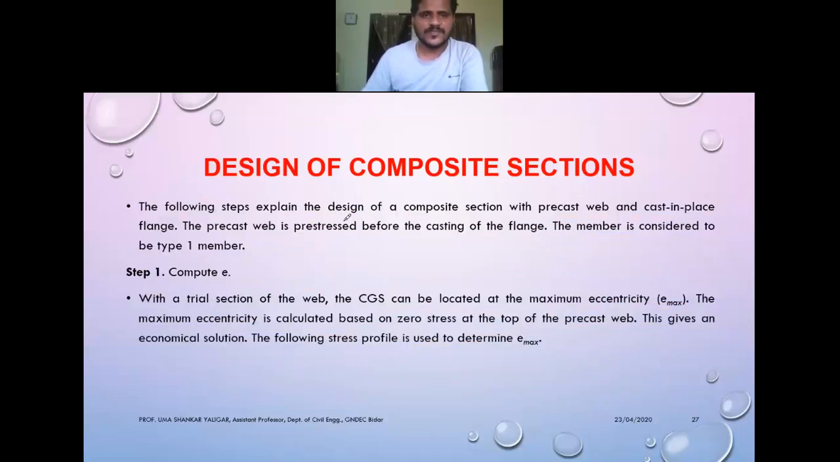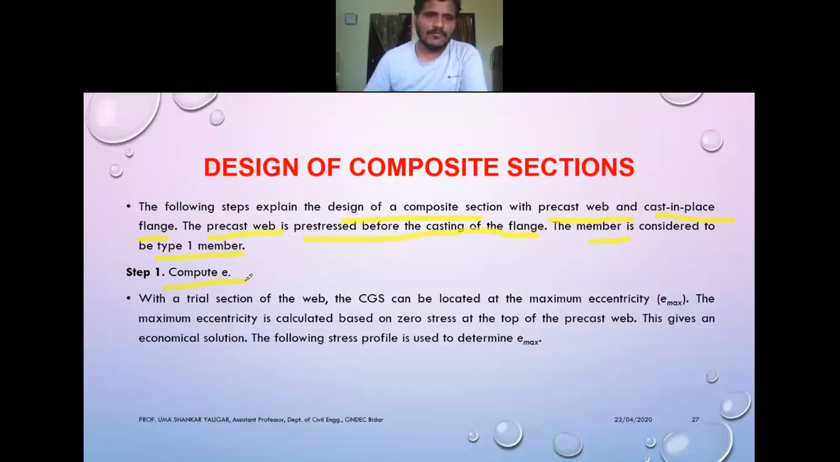The following steps explain the design of a composite section with precast web and cast in place flange. Here the web is precast and the flange is cast in place, but the precast web is pre-stressed before the casting of the flange. Then the member we have taken is a type 1 member. We know there are three types of member: type 1, type 2, type 3. We discuss them in detail in module number 3 and module number 4.